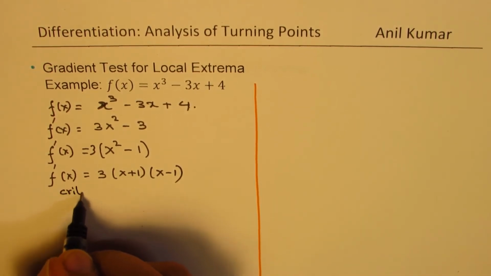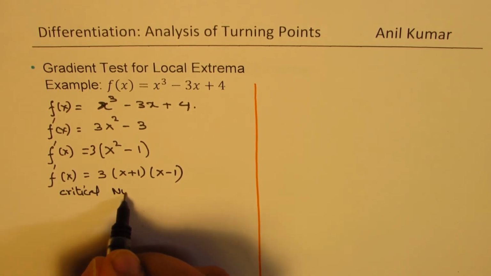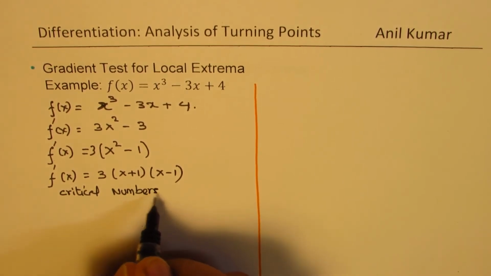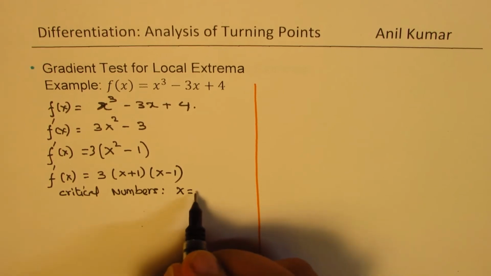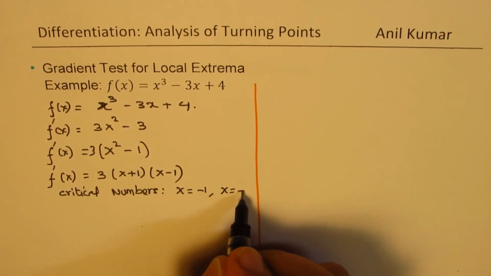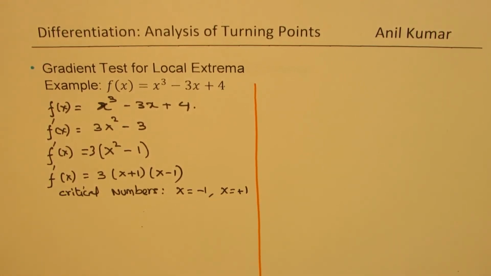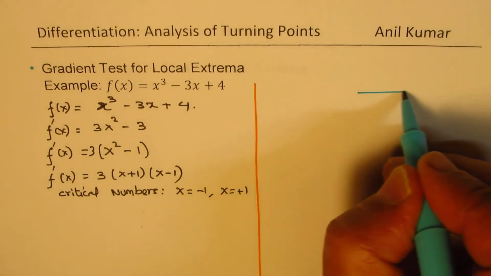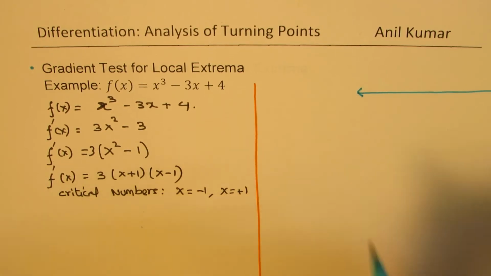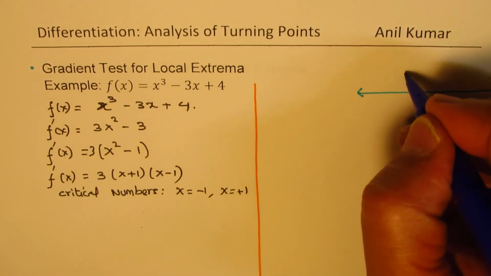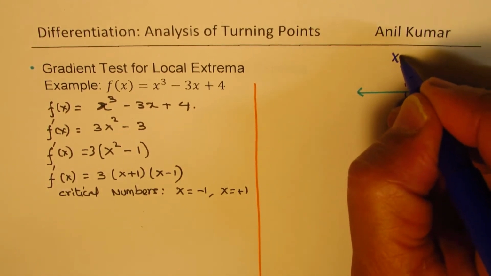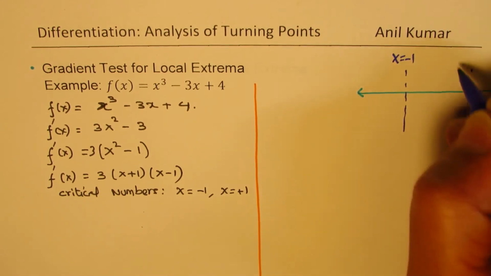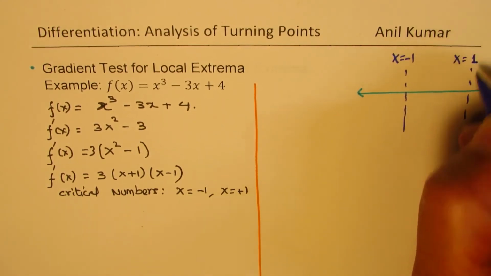So the critical numbers are x equals minus 1 and x equals plus 1, right? So we are going to analyze these two critical numbers. Let us say that is our number line. We have x equals minus 1, x equals plus 1.